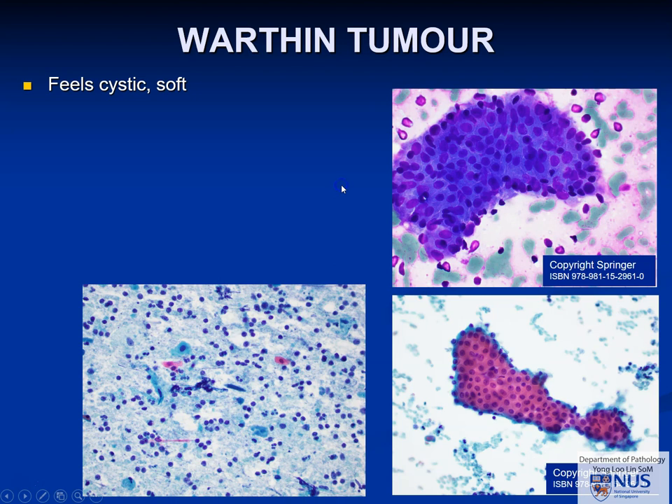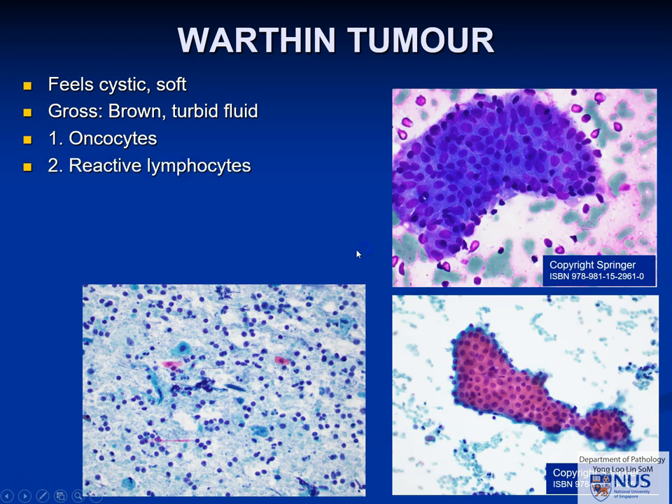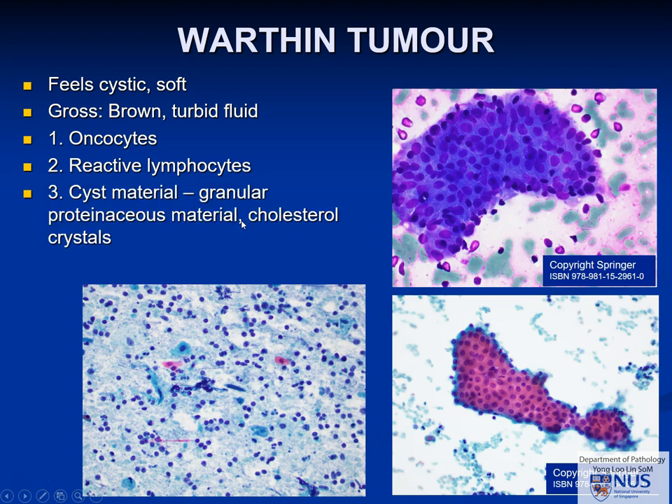Now for Warthin tumor, it may actually feel cystic or soft clinically, and this tends also to be bilateral and occurs more frequently in smokers. Grossly, there may be some fluid aspirated, especially if there's a large cystic component. And of course, we would see oncocytes. Importantly, these are usually arranged in flat sheets, as you see here, and also accompanied by lymphocytes.